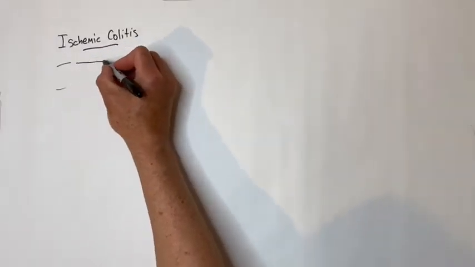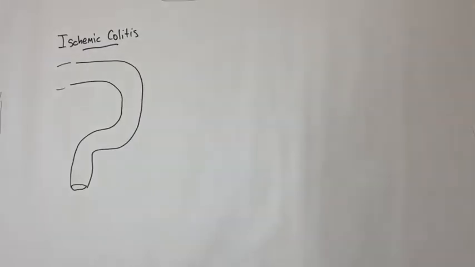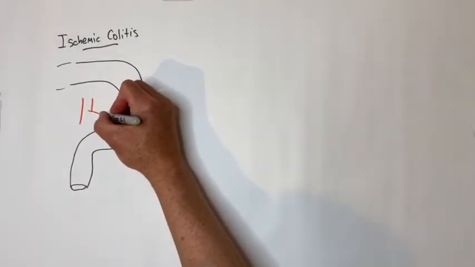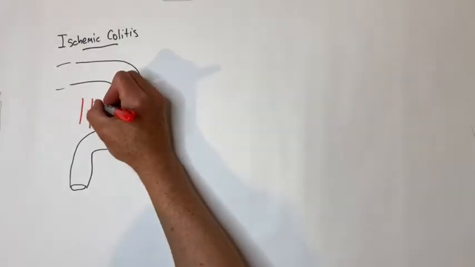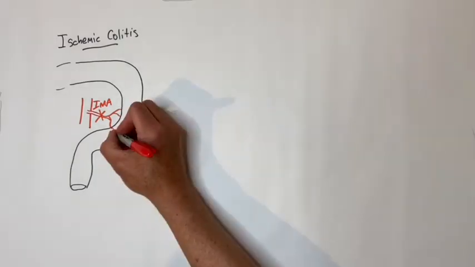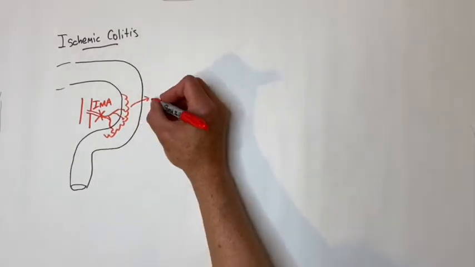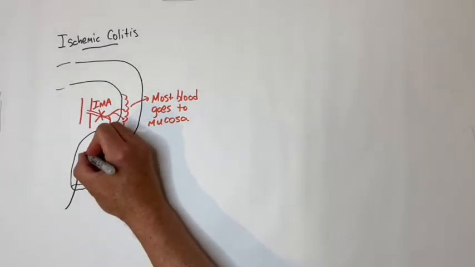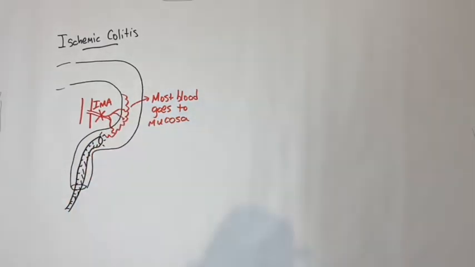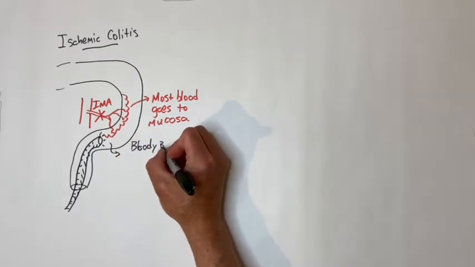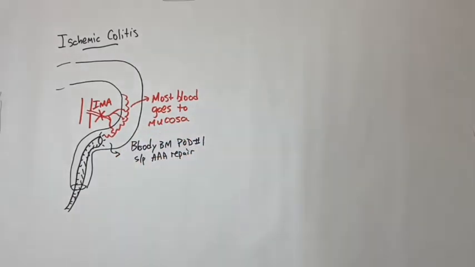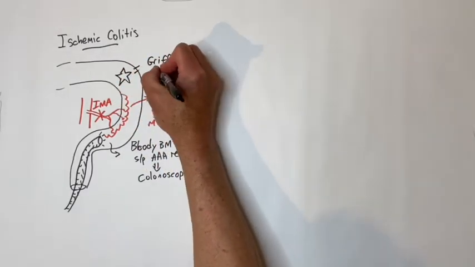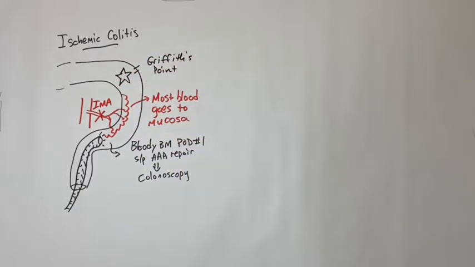Ischemic colitis is commonly seen on tests after aortic surgery with ligation of the IMA, or in low flow states such as in hypotension. Remember that most of the blood flow to the colon goes to the mucosa, so that is the first place to show ischemic changes. If somebody has a bloody bowel movement with abdominal pain, status post AAA repair, then the best diagnostic test is a colonoscopy to look at the mucosa. The splenic flexure, or Griffith's point, is particularly at risk.